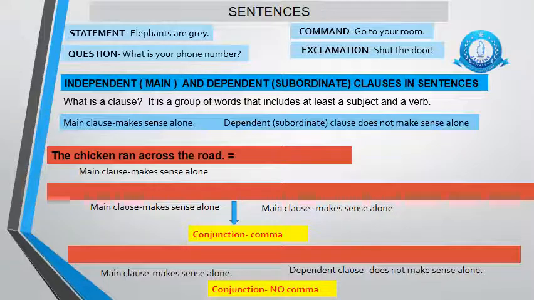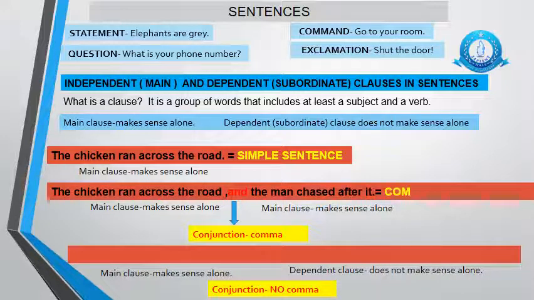The chicken ran across the road. Simple sentence, just your main clause: you have a verb, you have a subject, it makes sense, full stop at the end. It's a complete thought. The chicken ran across the road. Doesn't leave you questioning for anything else. Now look: the chicken ran across the road, comma, and the man chased after it.